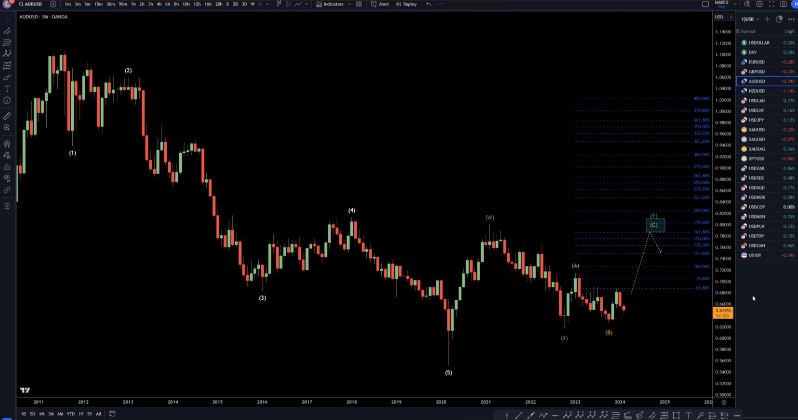Today is Wednesday, February 28th, and I'm going to be analyzing the Aussie US dollar starting on the monthly, working my way down to the 1 hour time frame for the full top down analysis.